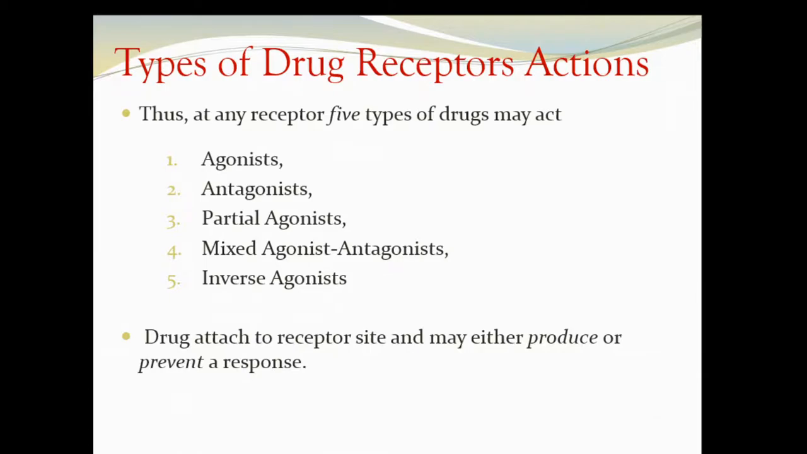Depending on this, on one receptor we can synthesize 5 types of drugs, and we can categorize them into: first, agonist, which shows the same action; antagonist, which shows the opposite action or stops the action; partial agonist, which shows a half action of the agonist; mixed agonist and antagonist, which in some cases shows agonist action and in some cases antagonist action; and inverse agonist, which shows an inverse effect, meaning the opposite effect. So a drug attached to a receptor site may produce or prevent a response. We can categorize into 5 types, and we will see them one by one.